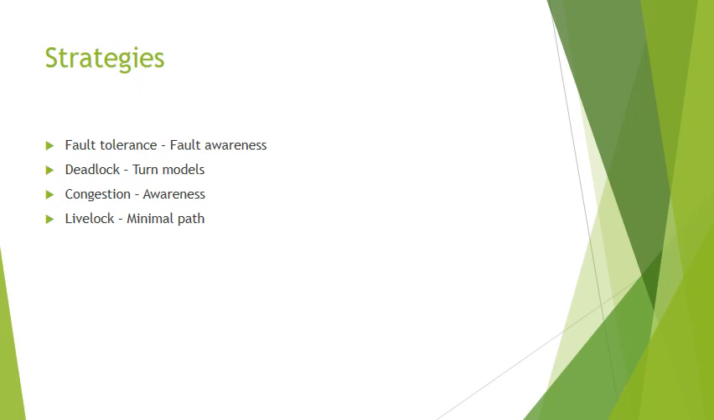Some common strategies which are used to tackle these challenges are: for fault tolerance, fault awareness is used, in which neighboring nodes are made aware of a fault which has occurred. For deadlock, turn models are used where certain turns are prohibited to prevent cyclic dependencies. For congestion, awareness of congestion is used, and for livelock, minimal path routing is used.